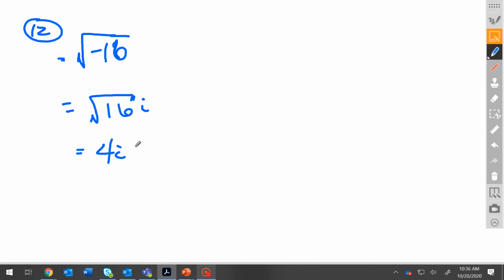12, square root of negative 16. Alright, so this is a negative under the radical. This does mean this is going to have something to do with i. So we're looking at square root of 16i, and the square root of 16 is 4, so this is just 4i.